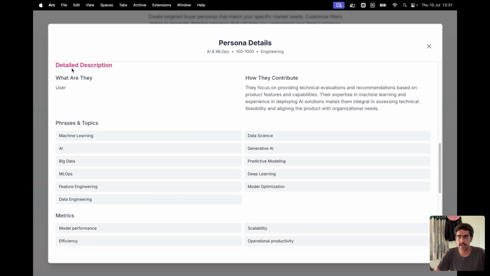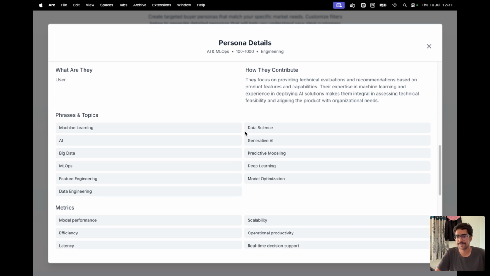Below that, we have a detailed description. What are they refers to basically if they're a user, a decision maker, or an influencer to the decision of buying the product. So for engineering teams, a normal engineer is usually going to be the user of a product. And how do they contribute is basically how do they contribute to the team, and how do they contribute to the decision of buying or not buying the product.